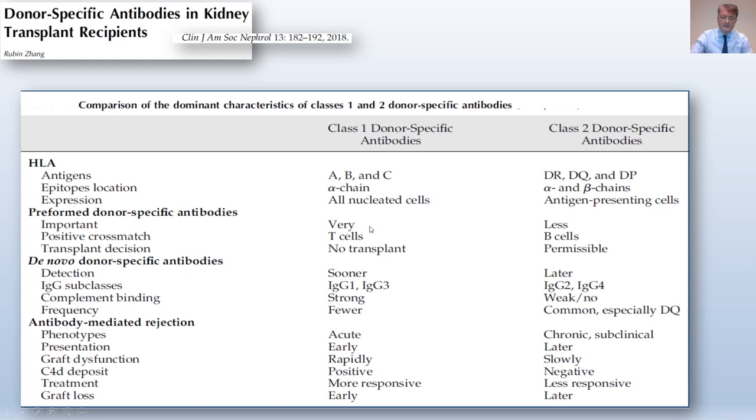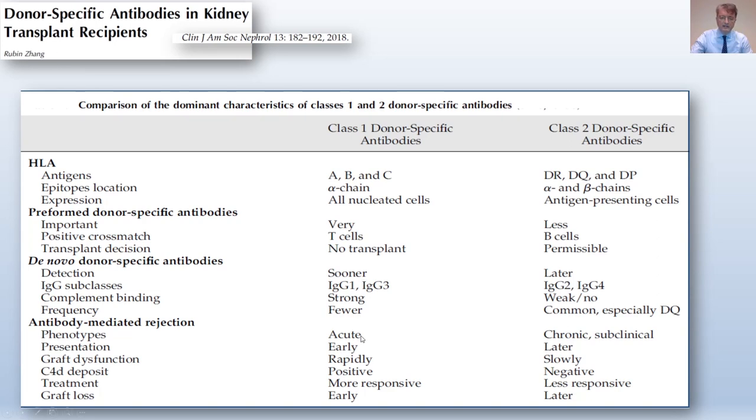Class 1 often gives a positive T-cell crossmatch, which does not allow the patient to be transplanted. Class 2 produces a positive crossmatch against T-cells, which in some circumstances is permissible for qualification to transplant. Class 1 appears sooner. The subclasses of IgG are G1 and G3, and they strongly bind complement. In contrast, class 2 comes later. The subclasses of IgG are G2 and G4, and they weakly or not at all bind complement.